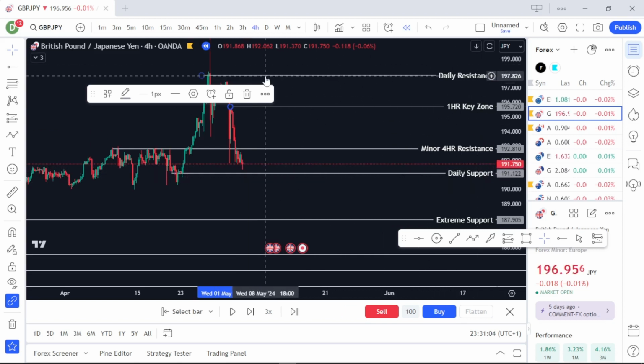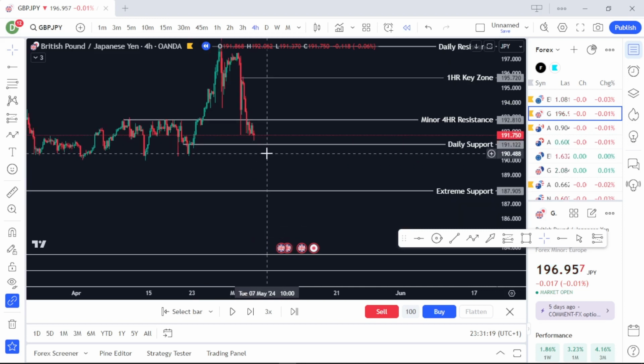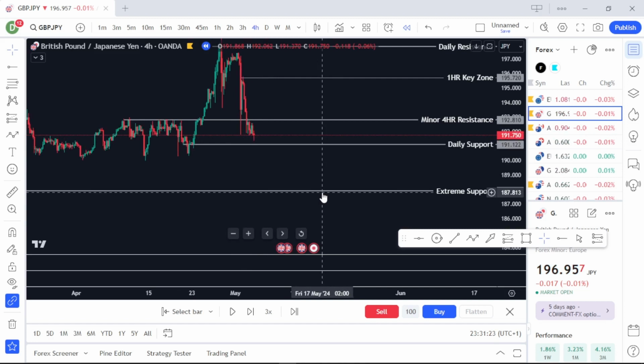So here's our resistance. Here is our minor key area on the 1-hour time frame. Here is another minor resistance area on the 4-hour time frame that we are not really sure of what the market is going to do around here until it breaks either above it or breaks below this other one here. And over here is our daily support area, and then here is our daily extreme support area.